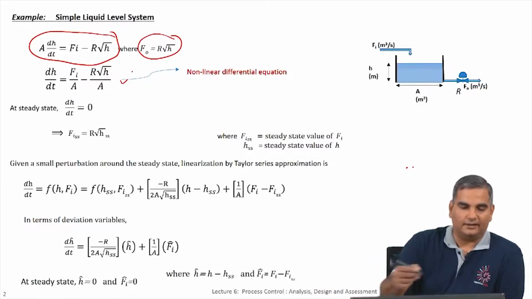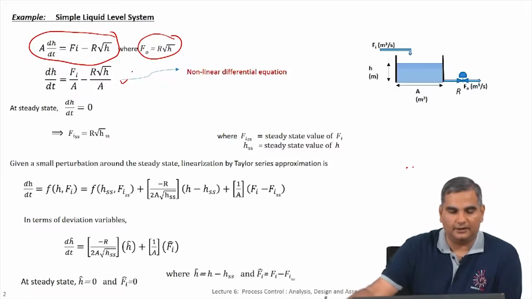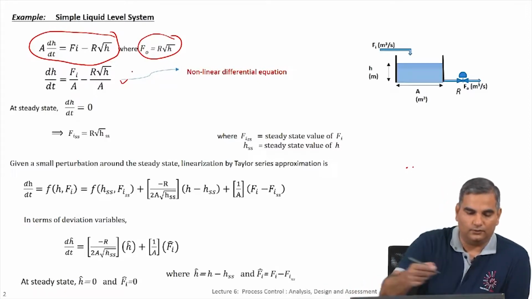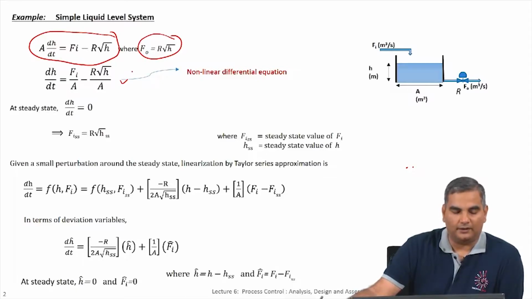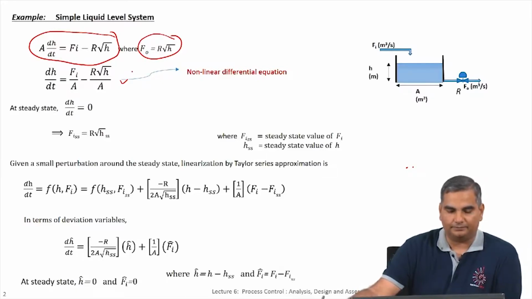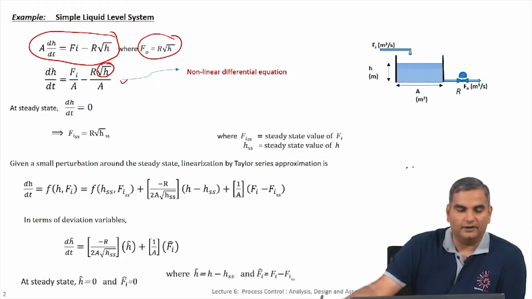And we said that if you wanted the behavior of this process at steady state, then you have to set dH by dt equal to 0, which will give you this equation. This flow inlet at steady state is r times root of height at steady state. Then we said because of this term right here, this is a nonlinear model.